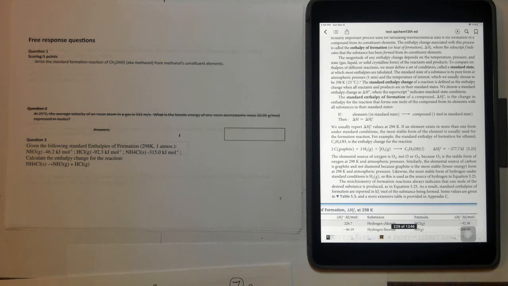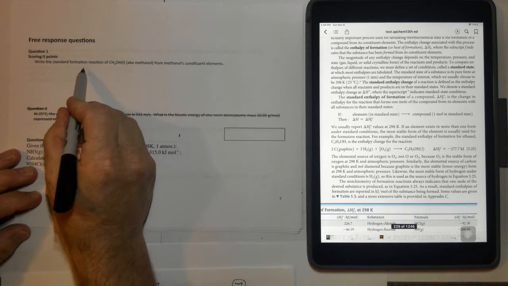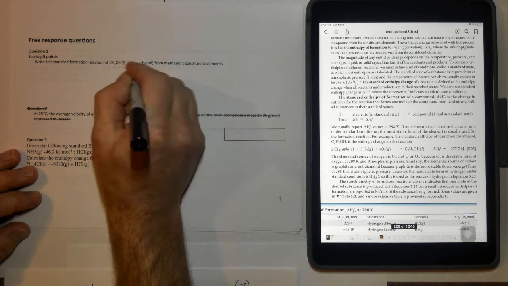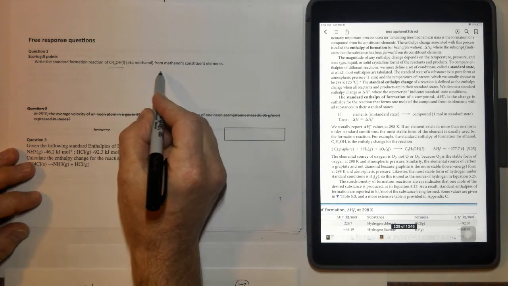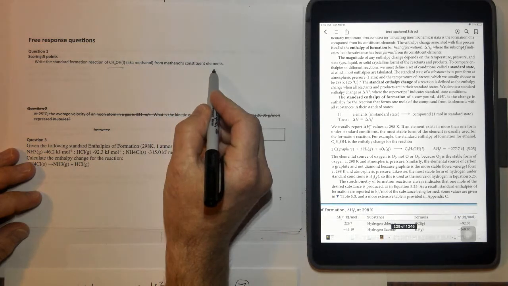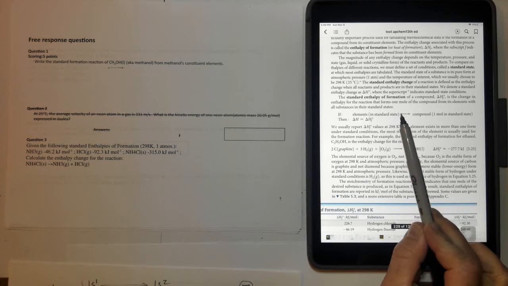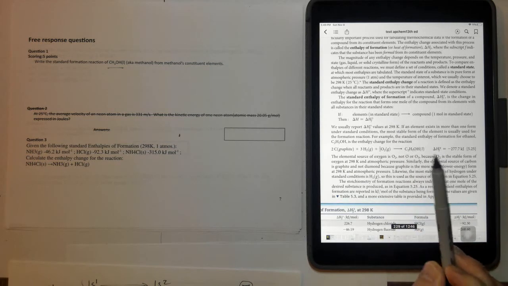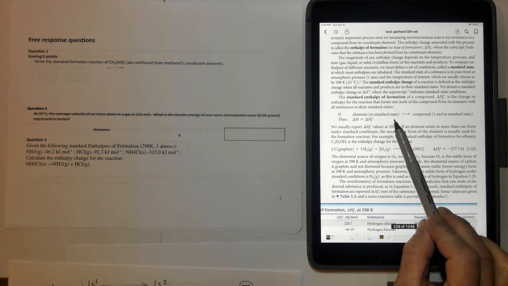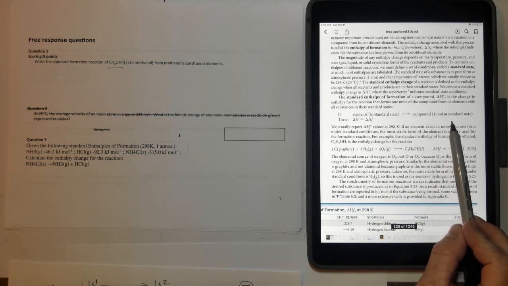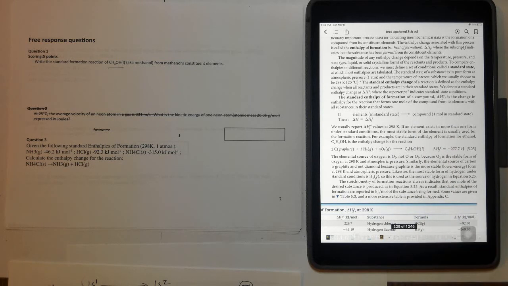Okay, here we go with some free response questions. Write the standard formation reaction for CH3OH liquid, aka methanol, from methanol's constituent elements. The standard enthalpy of formation is always the elements in their standard states, then an arrow leading to the compound and 1 mole of that in its standard state.